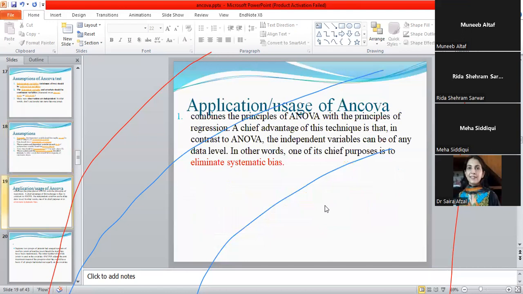Application of the usage of ANCOVA. ANCOVA combines the principle of ANOVA with the principle of regression. A chief advantage of ANCOVA is that, in contrast to ANOVA, the independent variable can be of any data type. In other words, one of its chief purposes is to eliminate systematic bias.